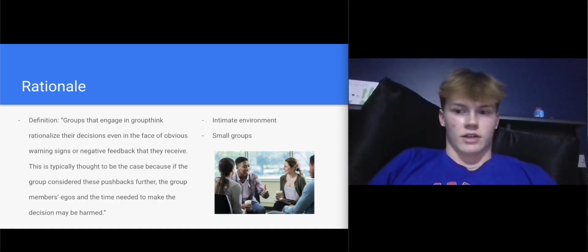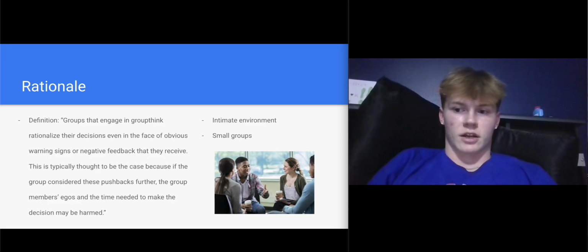The definition of rationale is groups that engage in groupthink rationalize their decisions even in the face of obvious warnings or negative feedback that they receive. This is typically thought to be the case because if the group considered these pushbacks further, the group members' egos and the time needed to make the decision may be harmed. They create an intimate environment within small groups where members feel more comfortable sharing their ideas and perspectives. This fosters open communication and participation as individuals feel less likely to be overshadowed by louder voices.